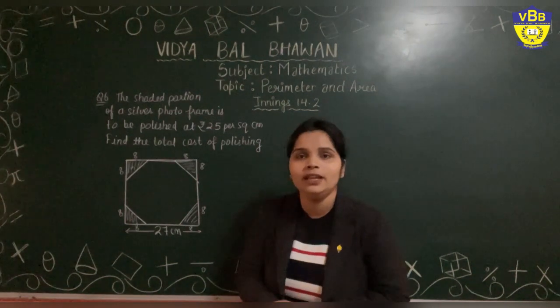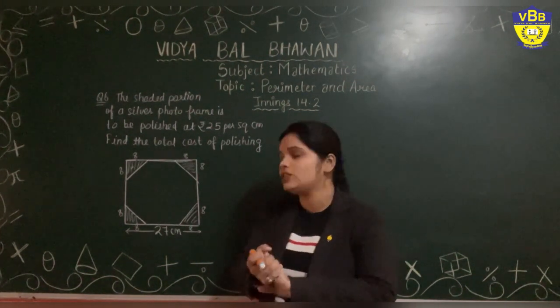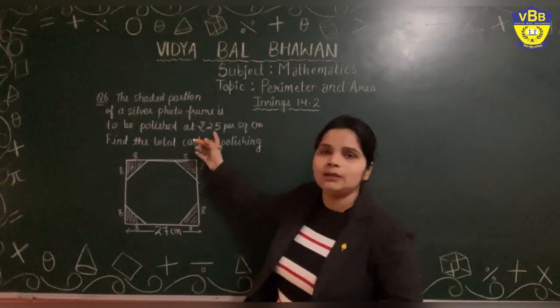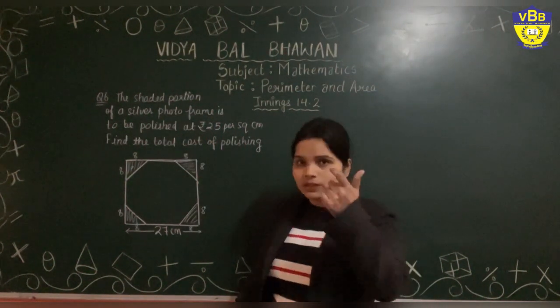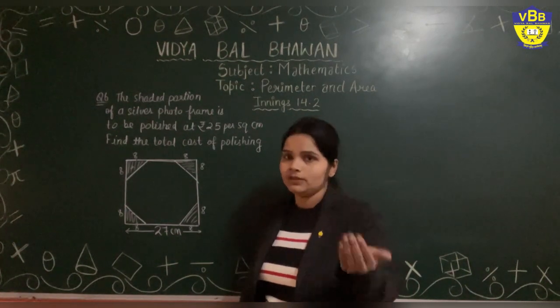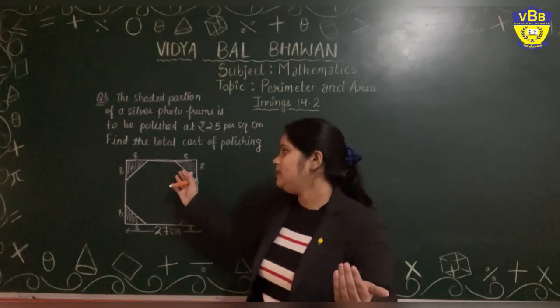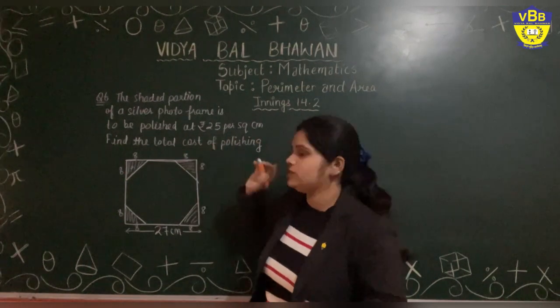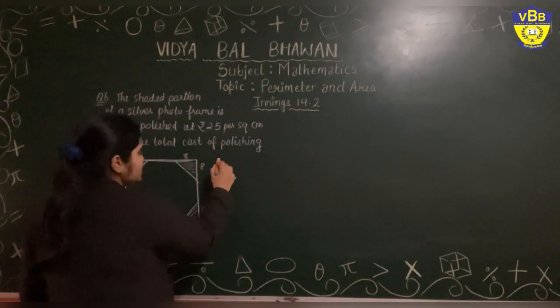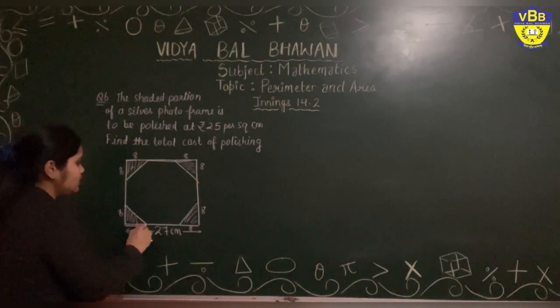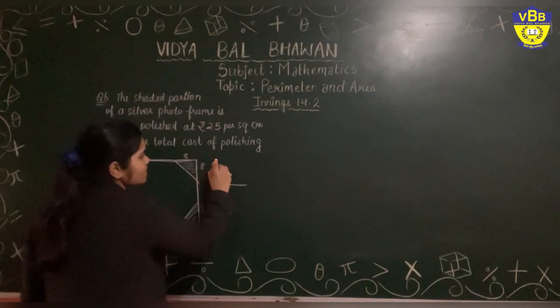After calculating the area that has to be polished, I will multiply it by the cost, like 1 centimeter square is 25 rupees. So whatever area comes, it will be multiplied with the cost. Fine, let's find the area of one triangle.